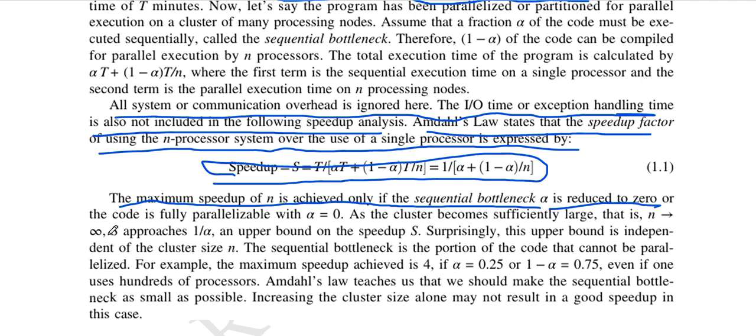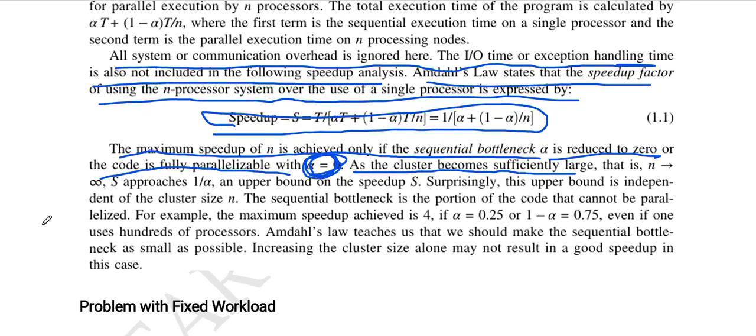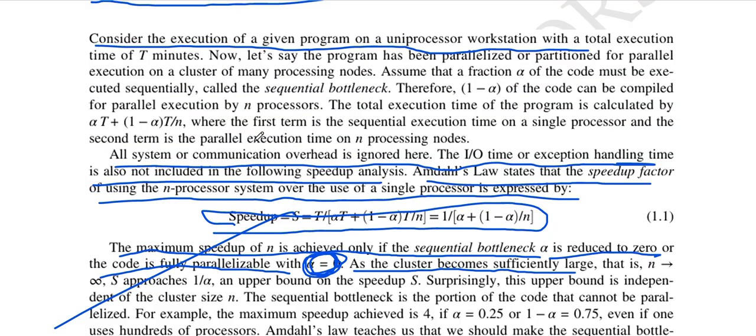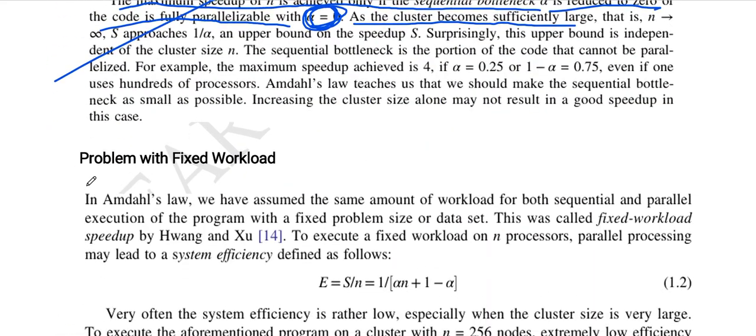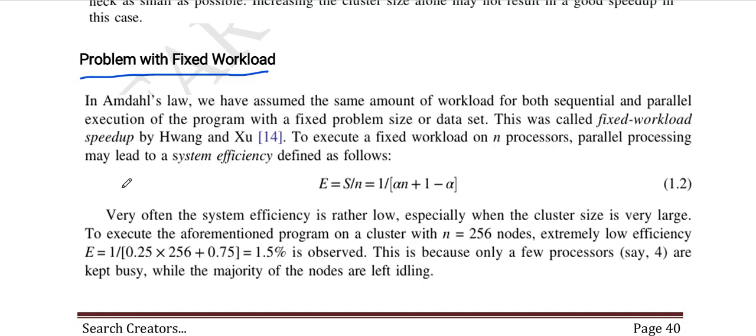In this, the maximum speed up of n is achieved only if the sequential bottleneck is reduced to zero, or the code is fully parallelizable, when the factor is equal to zero, as the cluster becomes sufficiently large. This is the complete explanation of Amdahl's law. You can go through this. Next is the problem with fixed workload. This is another explanation of Amdahl's law. You can go through this.